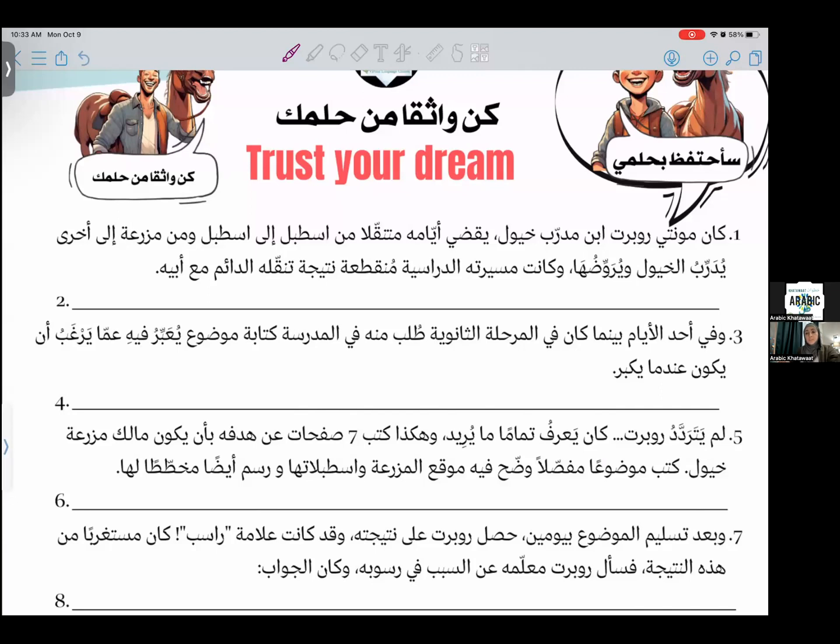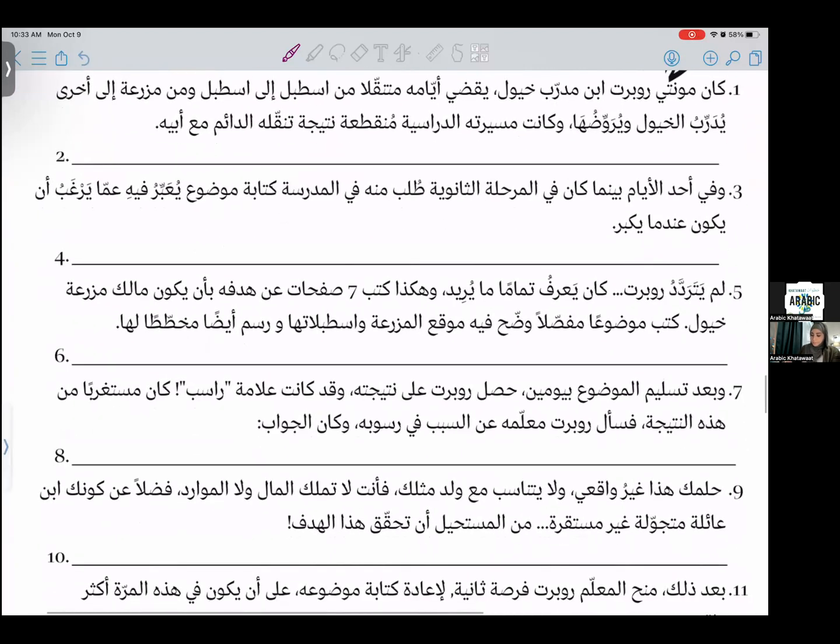Now look at the first part. Translate the meaning. Just whatever you remember about this paragraph, just throw it in there. Now the second part, this would be your English, and this would be the Arabic.